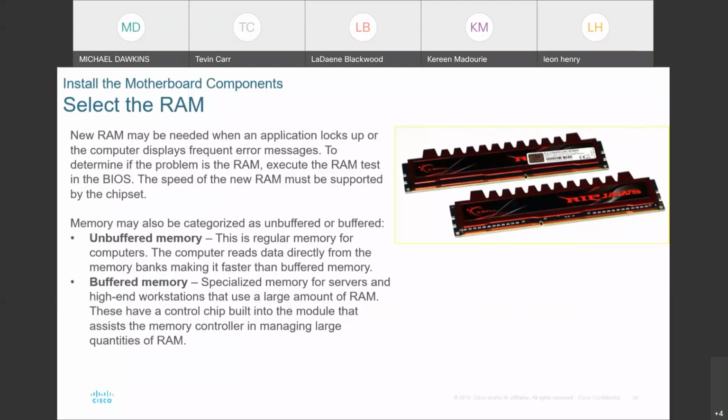All right, memory may also be categorized as unbuffered or buffered. Unbuffered memory is regular memory for computers. The computer reads data directly from the memory banks, making it faster than buffered memory. All right, so the regular memory that we use is unbuffered memory.